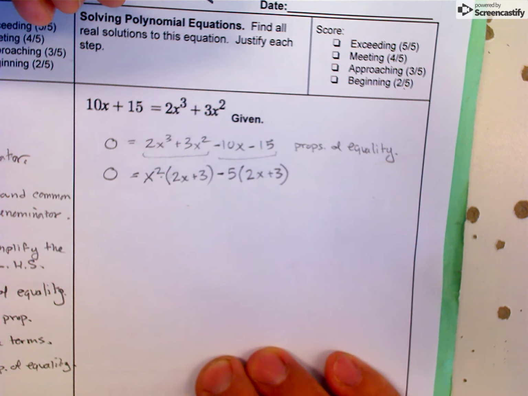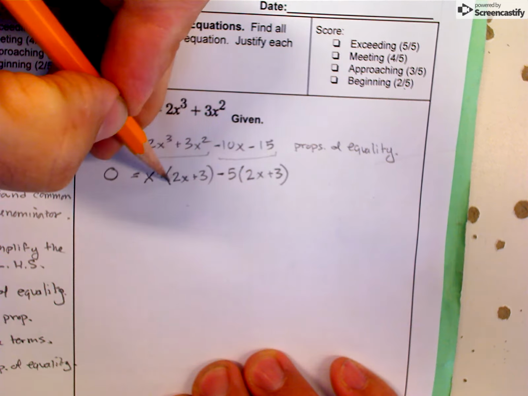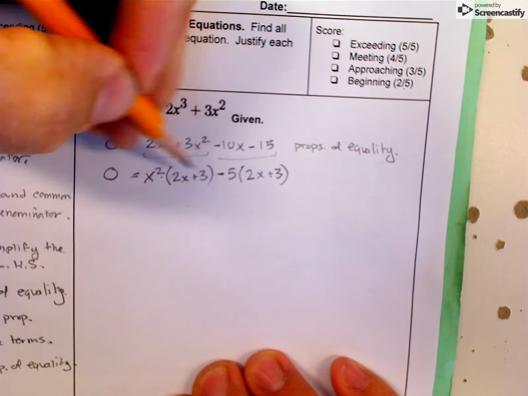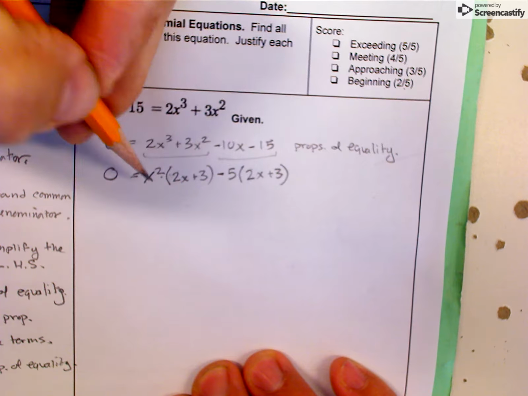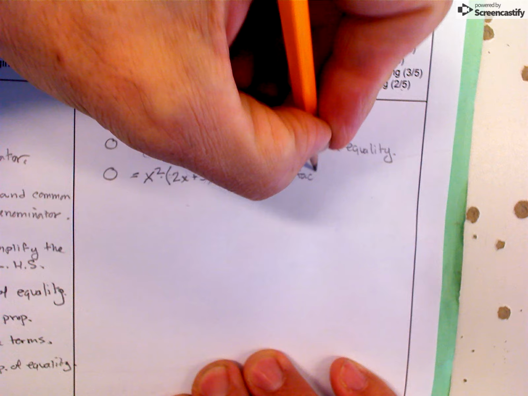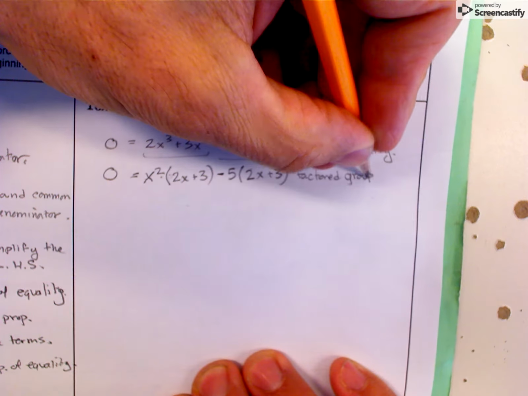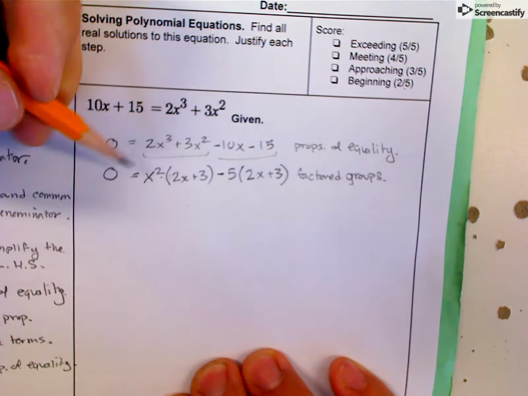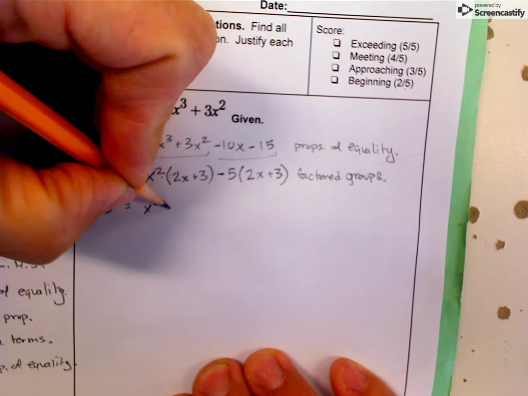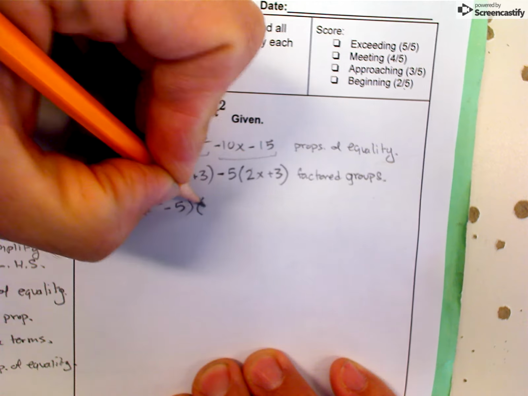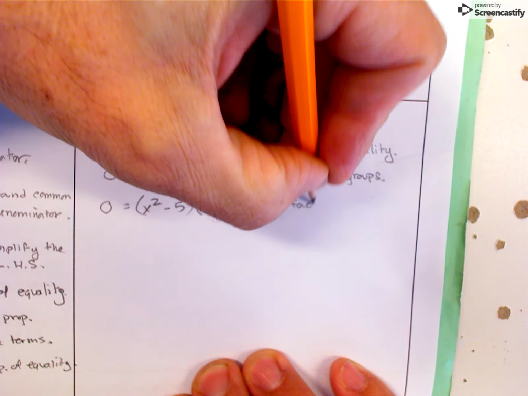So that's useful to me because I see that once I've factored in this way, I have a common factor in both of these expressions. The 2x plus 3 is common. So I factored the groups. That's what I did in this step. And now I can continue factoring: x squared minus 5 times 2x plus 3. So again, I'm just factoring.